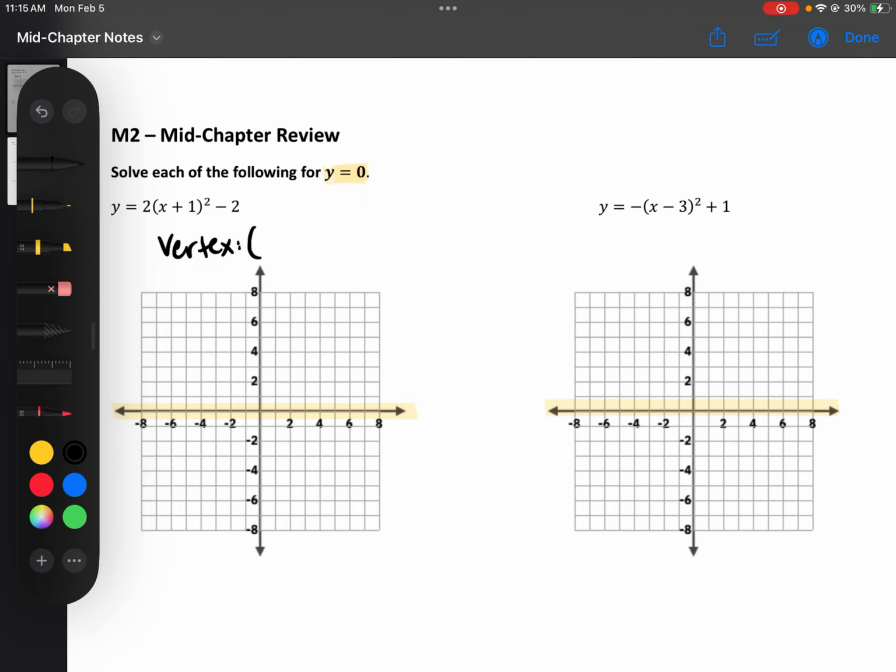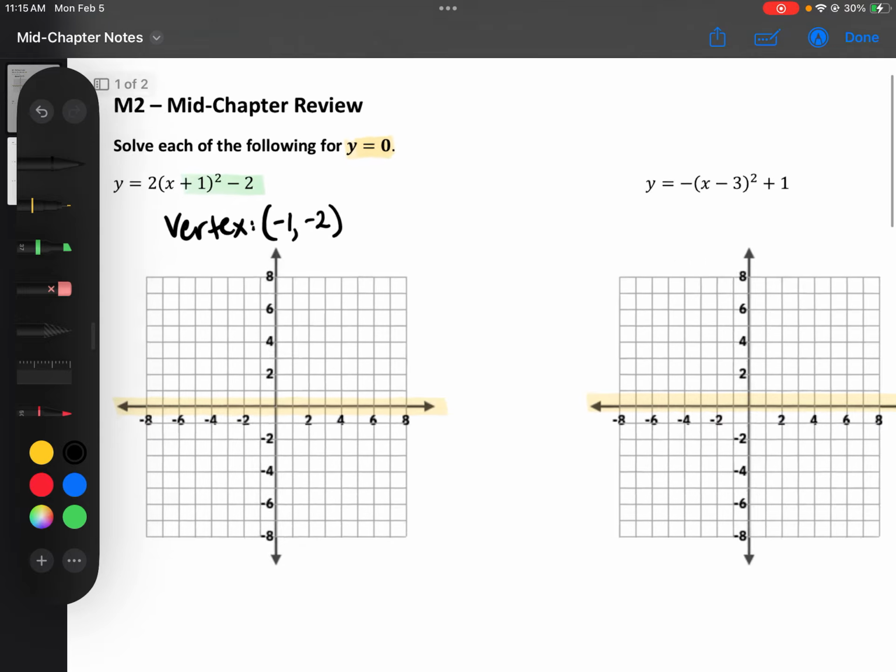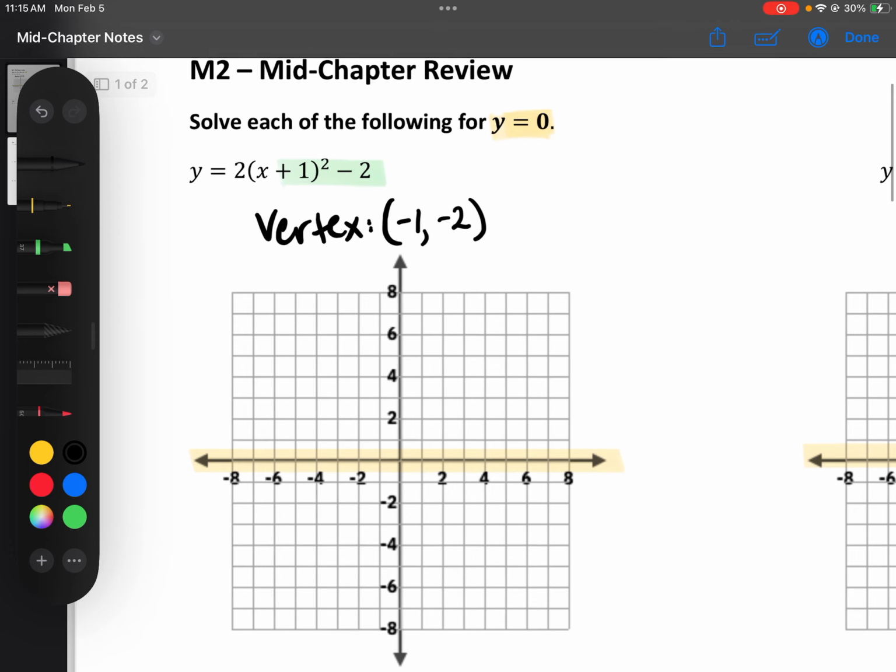As a reminder, we find the vertex using the values after the x value. So the number in the parentheses, we switch that to be -1, and the one outside the parentheses is our k value, and that will just be -2. Let me zoom in a bit on this one. So I'm going to go to -1, -2, so right here.